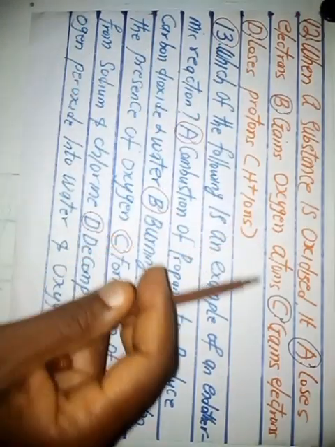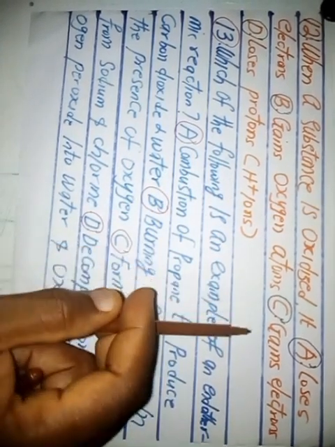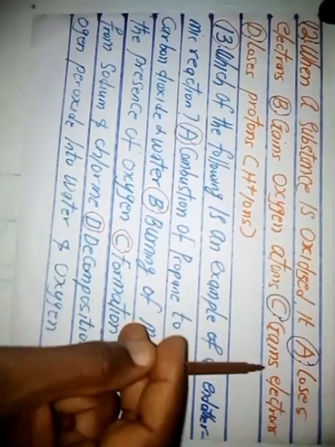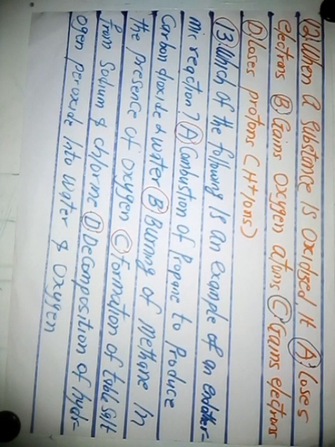When a substance is oxidized, it loses electrons, gains electrons, gains oxygen atoms, or loses protons. Oxidation is loss, reduction is gain: OIL RIG.